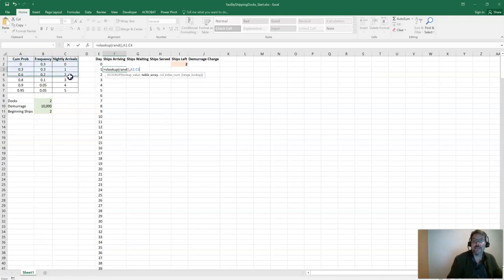We're going to look in this table. We want to return the arrivals. That's the 1, 2, 3rd column. And we talked about this earlier on. This is one of the few places where I actually use an approximate match on a VLOOKUP. So in our first randomly generated day, we get that.